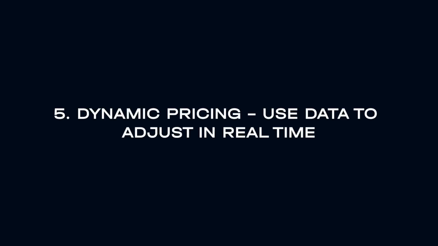Dynamic pricing. Use data to adjust in real time. Alright, let's finish strong with the high-level strategy: dynamic pricing. This one is used by the big guys. Think Amazon, Uber, Airbnb. It's all about adjusting your price in real time based on data, demand, or customer behavior. Now, I know what you're thinking. Sebastian, I'm just starting out. I'm not a million-dollar tech company.